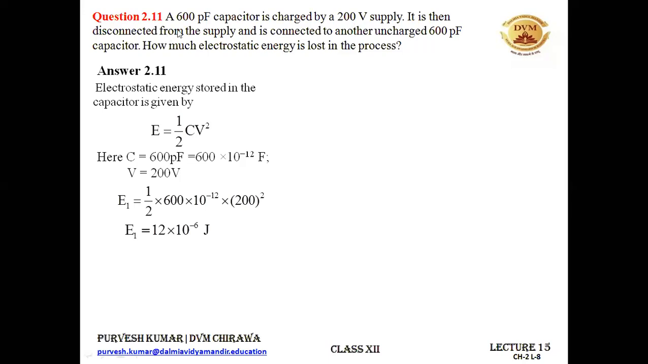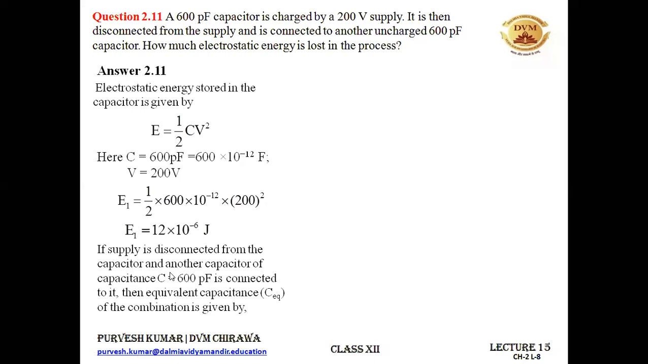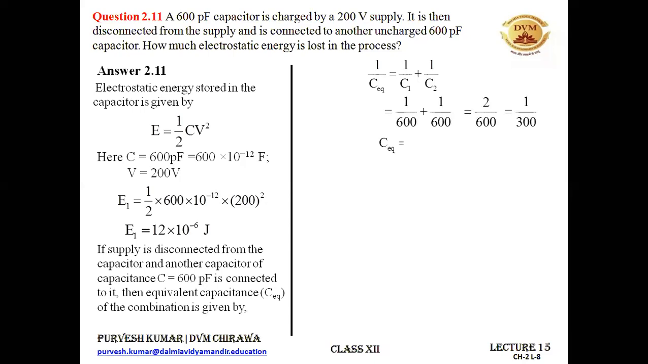From this charged capacitor, charge will flow to this uncharged capacitor, and they are of same value, so an equal amount of charge will be distributed. We need to find the equivalent capacitance of the combination of these two capacitors. All right. So the equivalent capacitance of the combination can be given like this: 1 upon C equivalent is equal to 1 upon C1 plus 1 upon C2. And it will come out to be 300 picofarad. So now when you have connected these two capacitors, the equivalent capacitance comes out to be 300 picofarad.